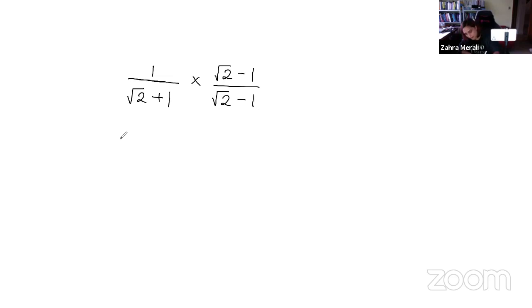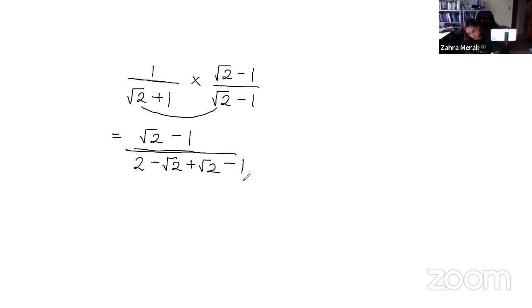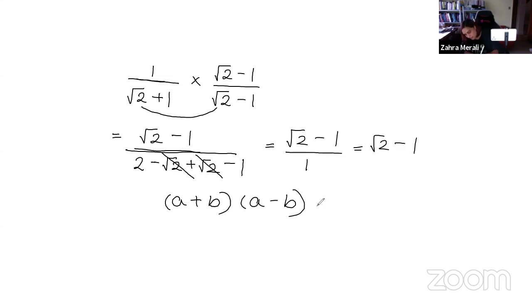And now if I multiply that, I've got 1 times root 2 minus 1 on the top. And on the bottom, I end up with root 2 times root 2, which is 2, root 2 times minus 1, minus root 2, plus root 2, minus 1. And these will always cancel out. So you end up with root 2 minus 1 over 1, which is just root 2 minus 1. And that's using the difference of 2 squares. So when you've got something in this form, you get a squared minus b squared.